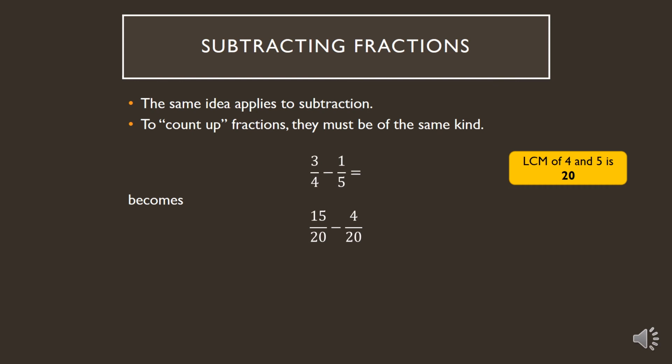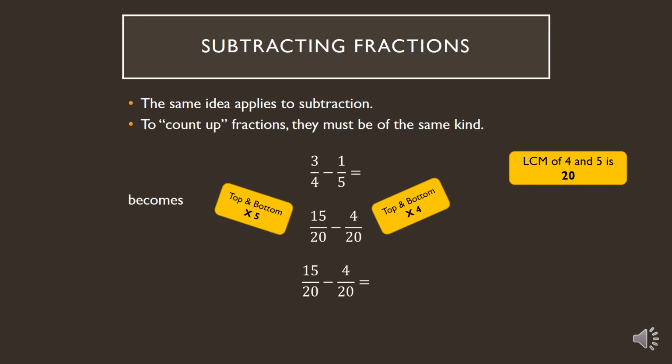So 3/4 became 15/20 because I multiplied top and bottom by 5. So I said to myself, how do I make 20 from 4? I multiply by 5. 1/5 becomes 4/20. Again, how do I make 5 into 20? I multiply by 4. I must do that also on the top to stay equivalent. So now my sum is 15/20ths, take away 4/20ths, equals 11/20ths. So at that stage, you're just counting 20ths. You have 15 of them, take 4 of them, leaves 11 of them.